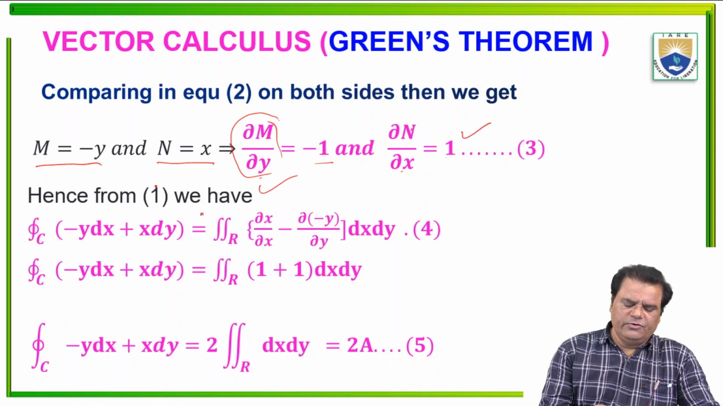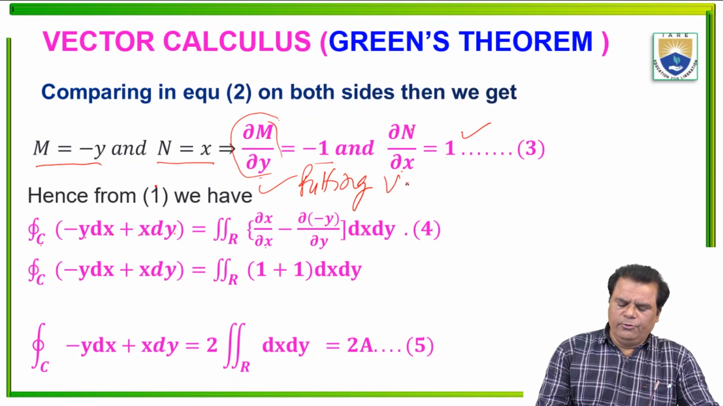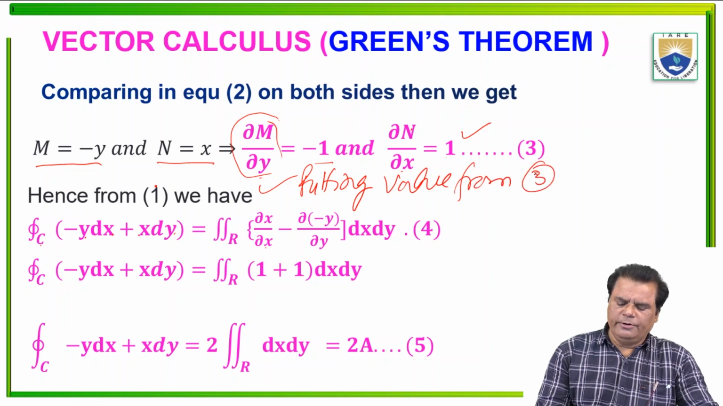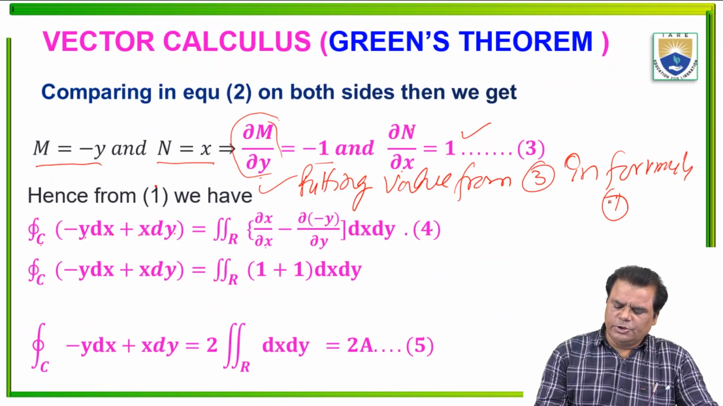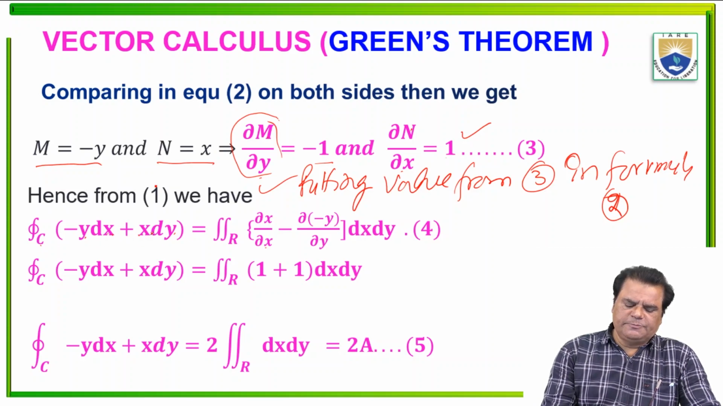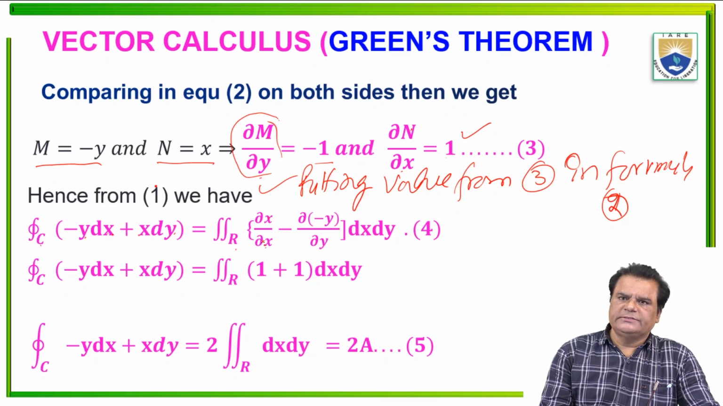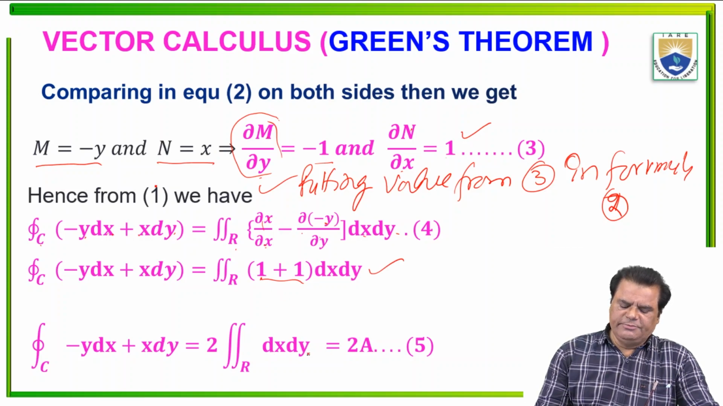Hence, the formula: the integral over C of minus y dx plus x dy equals the double integral over R of dou N over dou x. Putting the values from 3 in formula 1, we get equation 2: the integral of minus y dx plus x dy equals the double integral of dou x over dou x minus dou over dou y of minus y, dx dy, equation 4. So the double integral over R of this one plus this one, dx dy. So this is 2 dx dy.